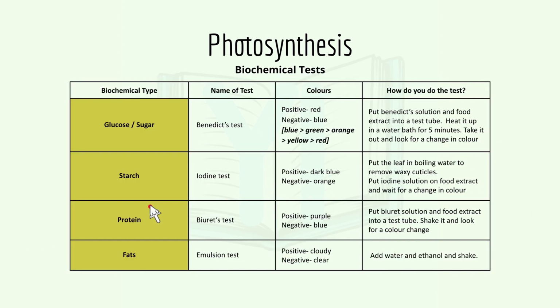Moving on, we have biochemical tests, which are basically tests for biochemical substances like polymers. Here's glucose, and the test for it is the Benedict's test. There's a color and how you do the test. For starch, it's the iodine test. For protein, it's the biuret test. And for fat, it's the emulsion test.